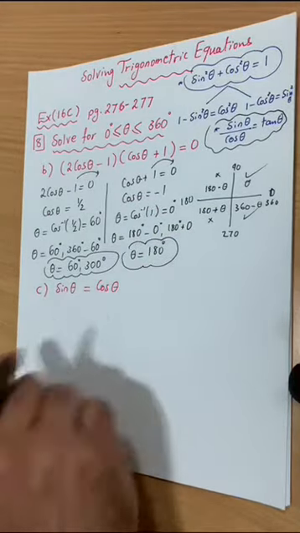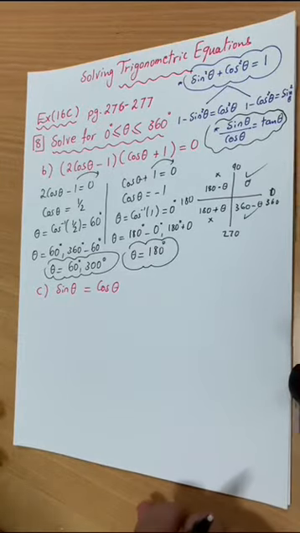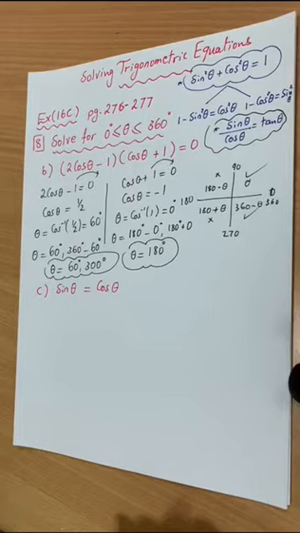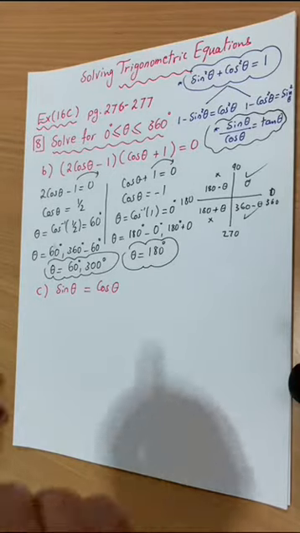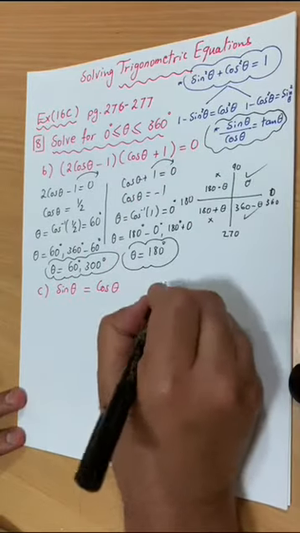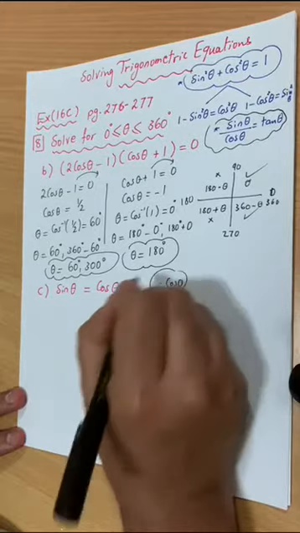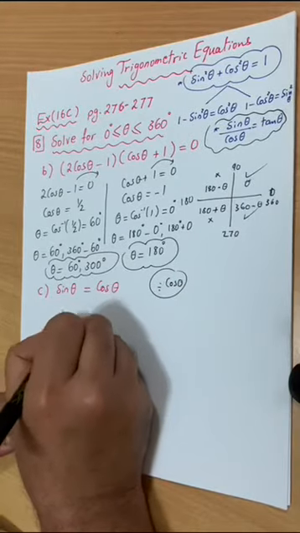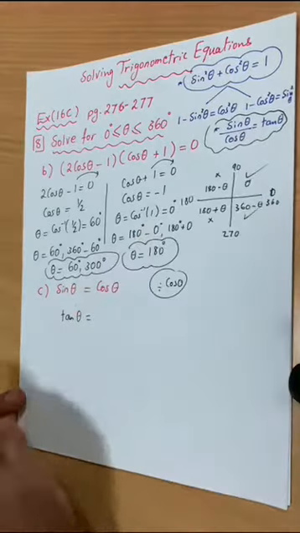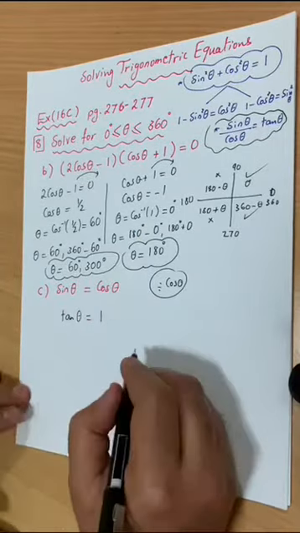See, in the same question, sine is equal to cosine. Simply, we can answer this question by dividing both sides by cosine. Why? To reach the identity which says sine over cosine is equal to tan. So by dividing both sides by cosine theta, we get tan theta on the left side, because sine divided by cosine is equal to tan, and cosine divided by cosine is equal to 1.